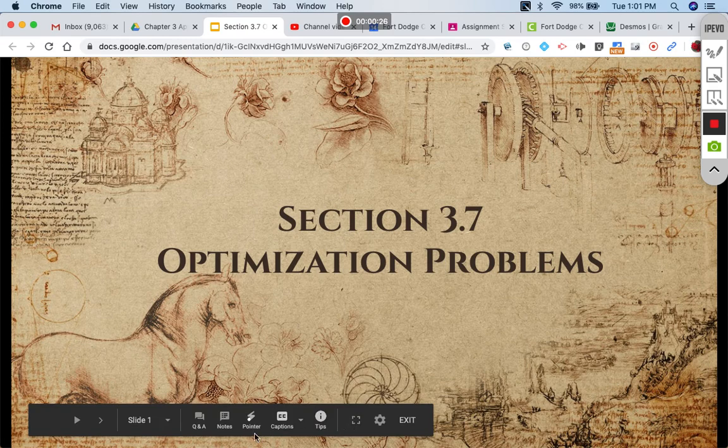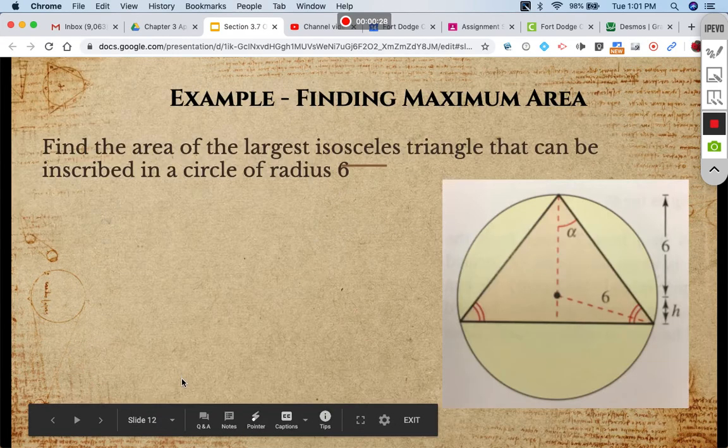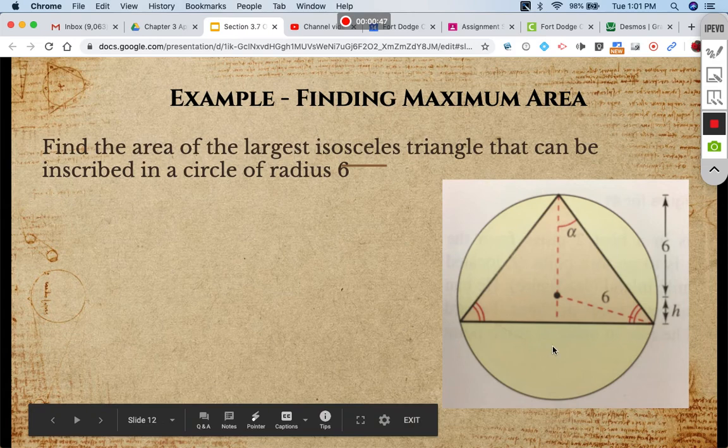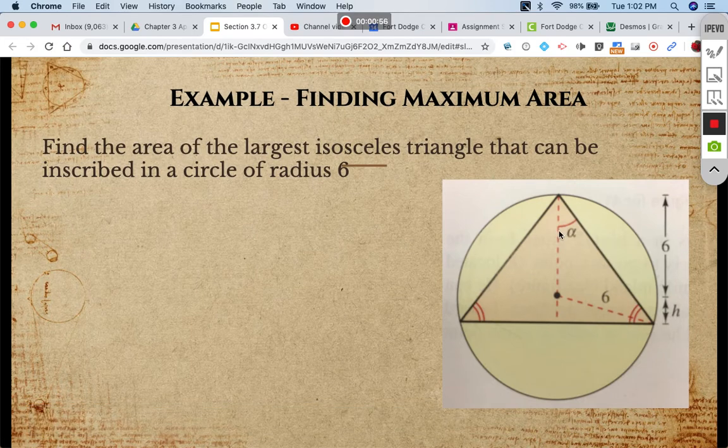So let's jump to this one. Hopefully you've looked at this already. If you haven't, we have an isosceles triangle inscribed inside a circle with a radius of 6. And we want to find the area of the largest triangle we can make this way. With this diagram, we've labeled our congruent angles here, calling this angle alpha.